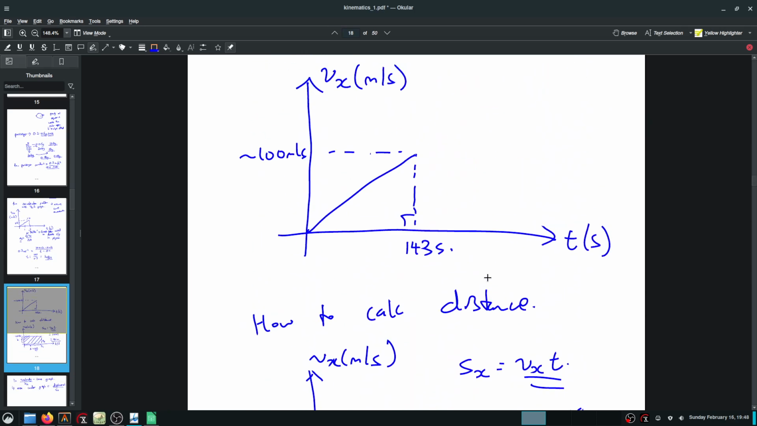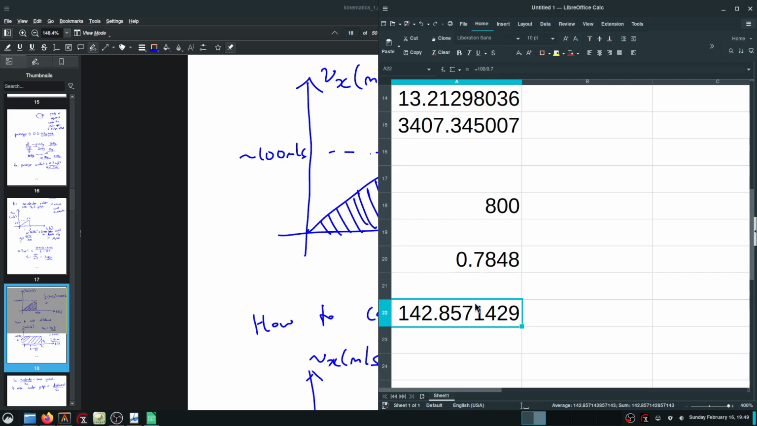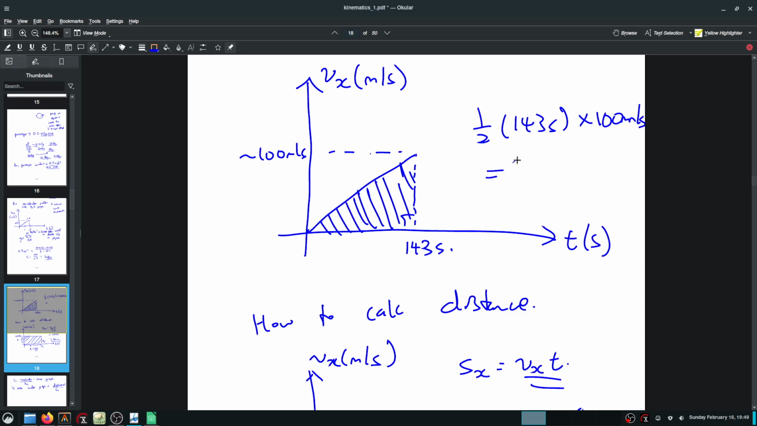So we apply this principle and put this here. Let's find the area of this. It should be quite straightforward. Half base 143 seconds times height, 100 meters per second. And then you tell me whether this is realistic. Of course, you have to check whether it's realistic. 143 times 0.5 times 100 is 7150 meters.